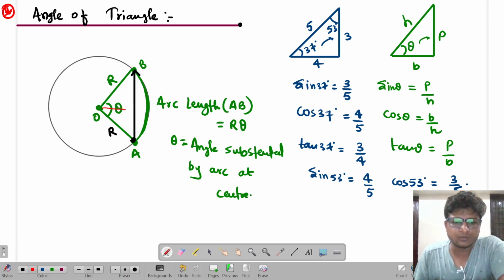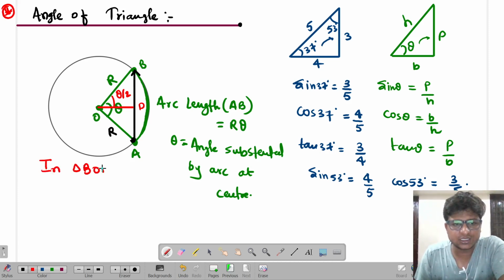Can I draw one perpendicular from center O to AB? So basically, if the whole angle is theta, this angle will be how much? Theta by 2, or not? Confirm? And this is radius r. So DB works like a perpendicular for triangle BOD, or not?